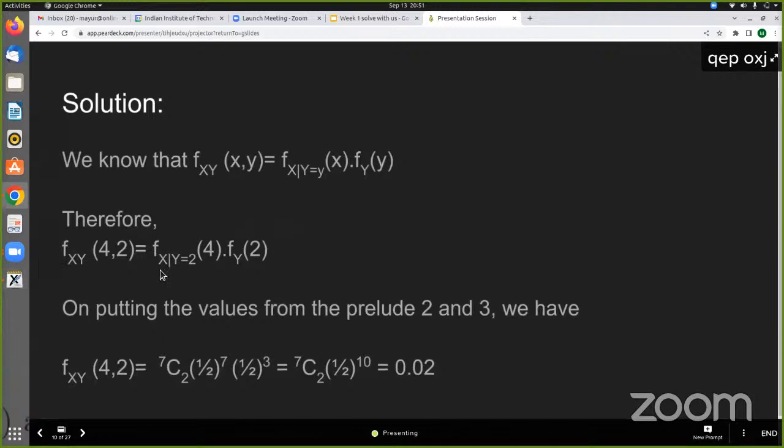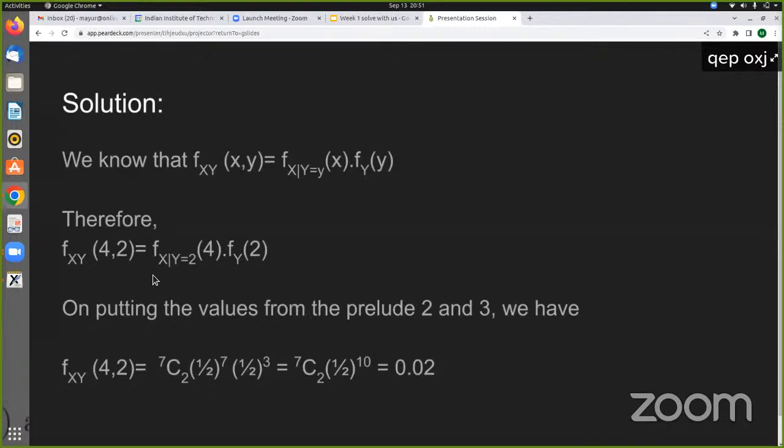So f_XY of (4, 2) is: what is the probability that X equals 4 and Y equals 2? This is the joint density. This means the first two positions are heads. If the first two positions are heads, then we can find 1/2 into 1/2. But that is again the conditional, right?